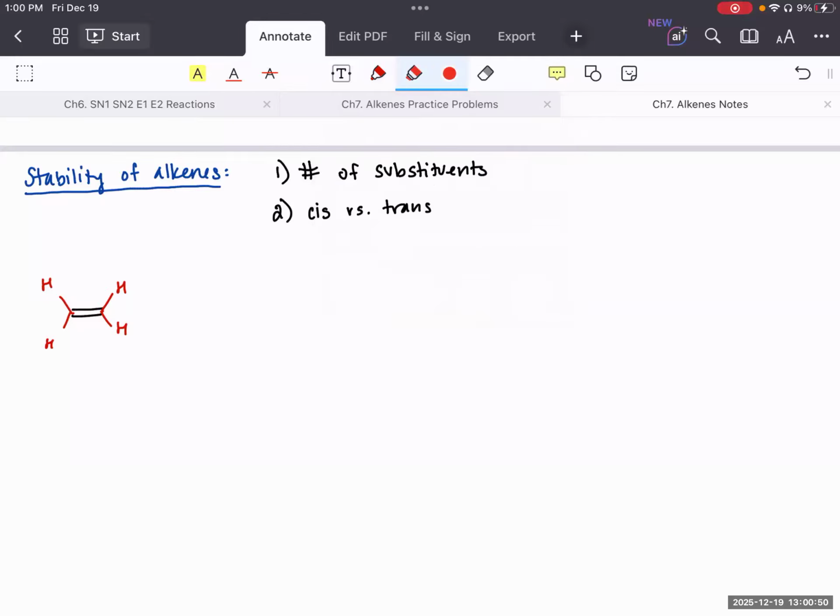Next, we can draw the one that's going to be more stable. And so as we add in methyl groups, so we're going to substitute out one of those hydrogens for a methyl group, we end up forming a more stable alkene because now we have one substituent. All right, next we're going to add in another methyl group.